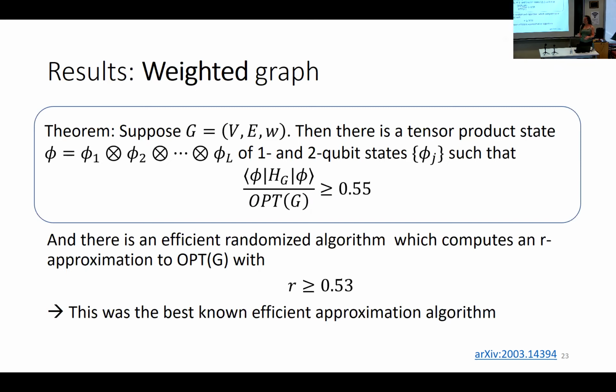And now we're saying, okay, our little phi states could be a 1-qubit state, or it could be an entangled 2-qubit state. And when we do that, we're able to show that such a state exists that gets at least 0.55 of the optimal. And we have an efficient algorithm that will give you a state with at least 0.53. Okay, and that was the best known algorithm at the time. So how do we do this?